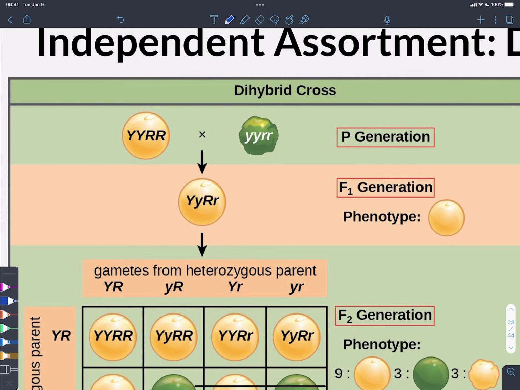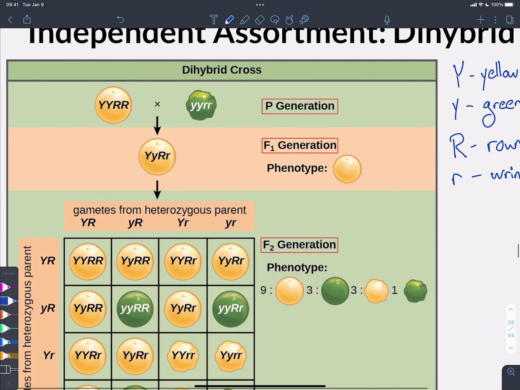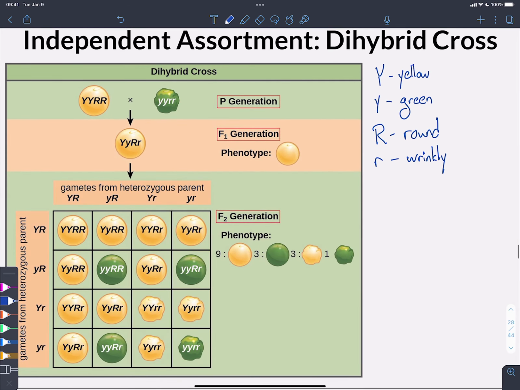He then crosses the F1s with themselves, and because there are now 2 traits, there are 4 possible combinations of gametes you can make. You can have gametes that are big Y, big R, little y, big R, big Y, little r, and little y, little r. These 4 combinations of gametes from one parent combined with 4 combinations of gametes from the other parent lead to 16 possible genotypes, which are all shown here in this diagram, and 4 possible phenotypes in a predictable ratio that you can see down here at 9:3:3:1.